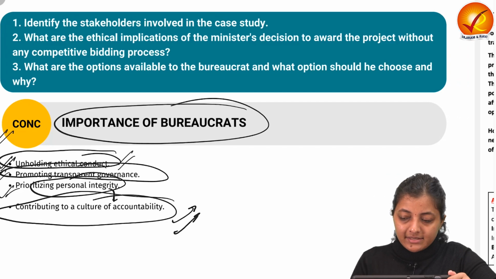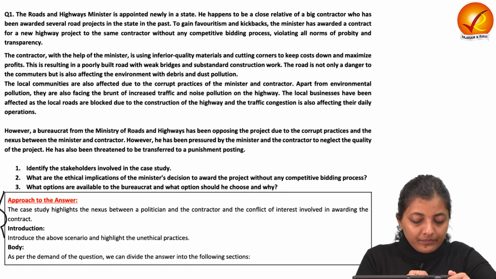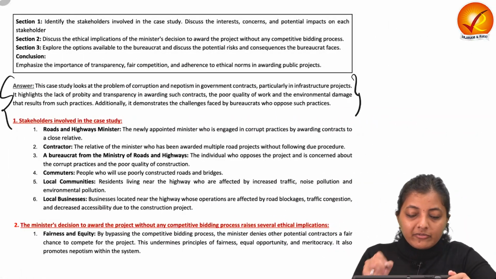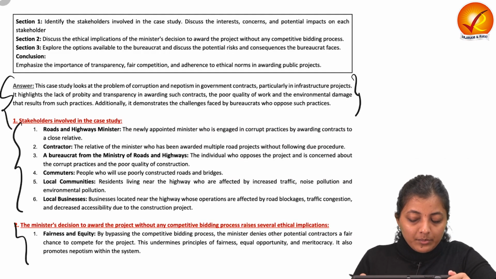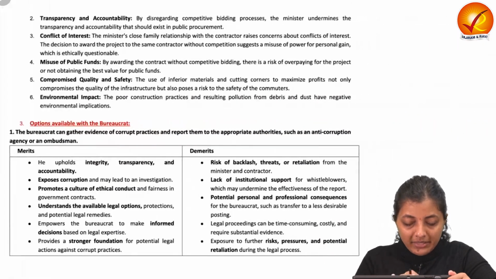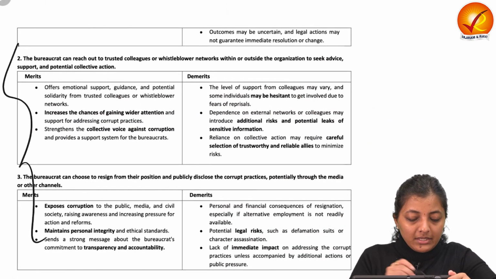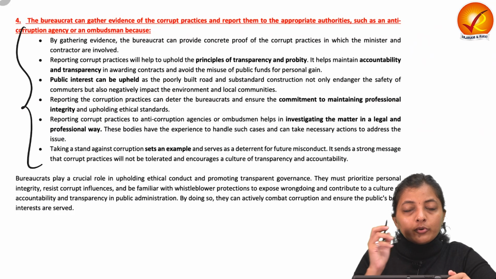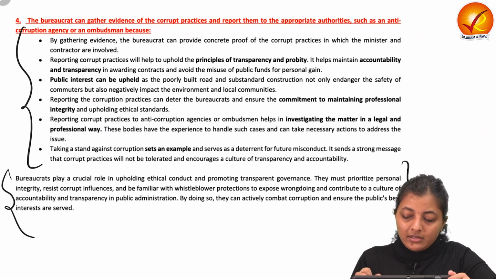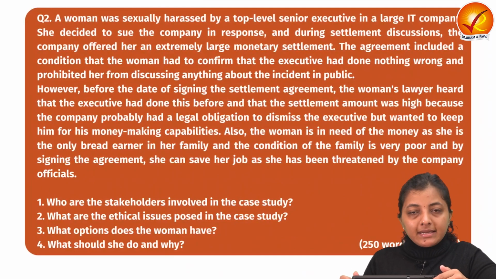So this was the case study. Let's see the model answer. Starting with the briefing of the case study, stakeholders, the minister's decision and the ethical implications in that, then the options available with the bureaucrat, multiple options, then finally what the bureaucrat would do, and finally the conclusion. Next, see the second question.